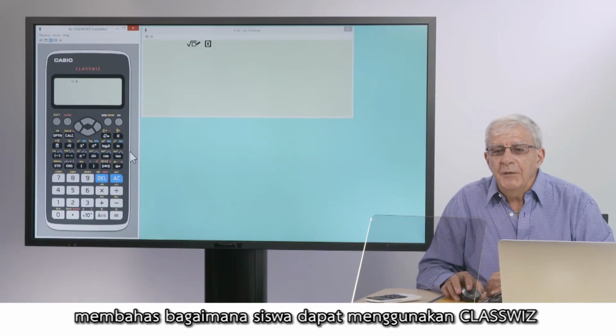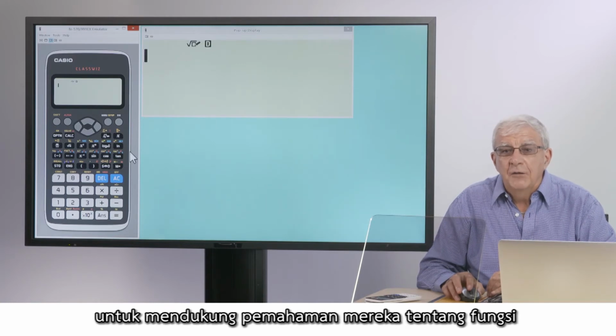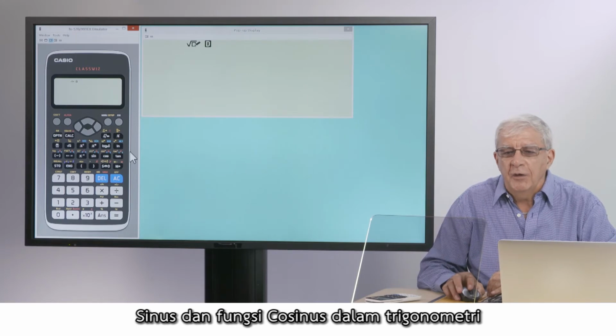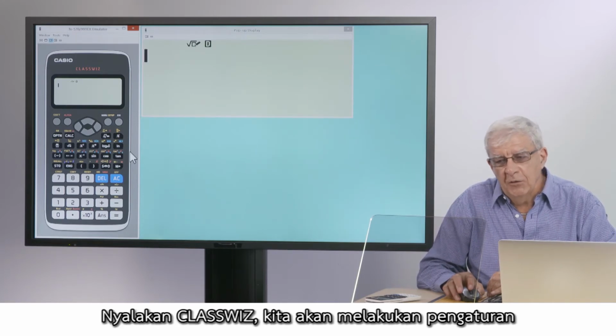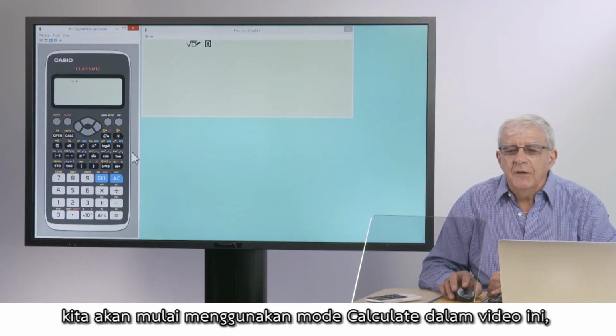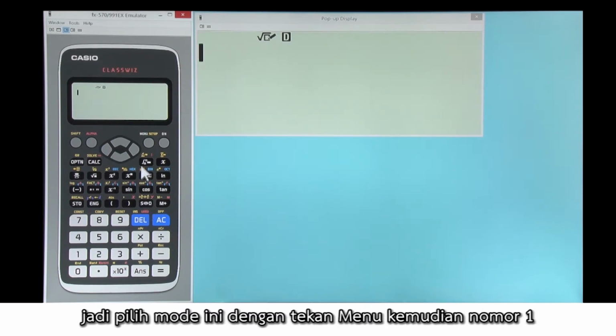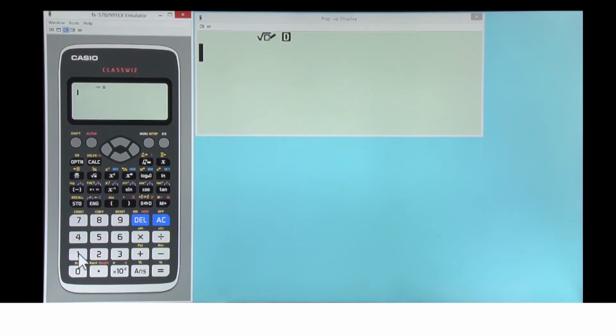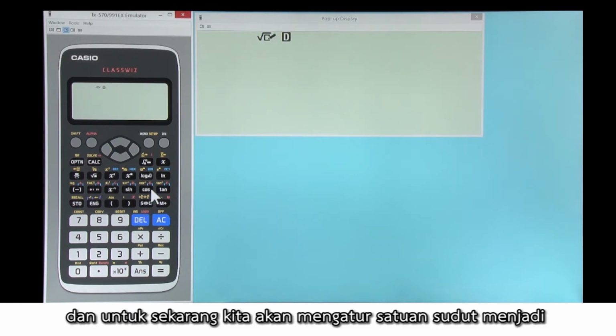In this video, we will examine how students can use ClassWiz to support their understanding of the sine and cosine functions in trigonometry. With your ClassWiz turned on, we'll set it up. We'll start using calculate mode in this video, so choose this mode with menu and then number 1. And for now, we'll set the angle unit to be degrees using setup.